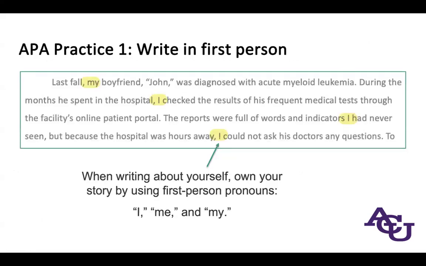So first, APA practice number 1, if you are writing about yourself, you definitely want to make sure you write in first person. That means you use the pronouns I, me, and my to tell the story. A rule of APA 7 is that when you write about yourself or even your actions as a writer or researcher, you should use I to help the reader better understand who is doing what.